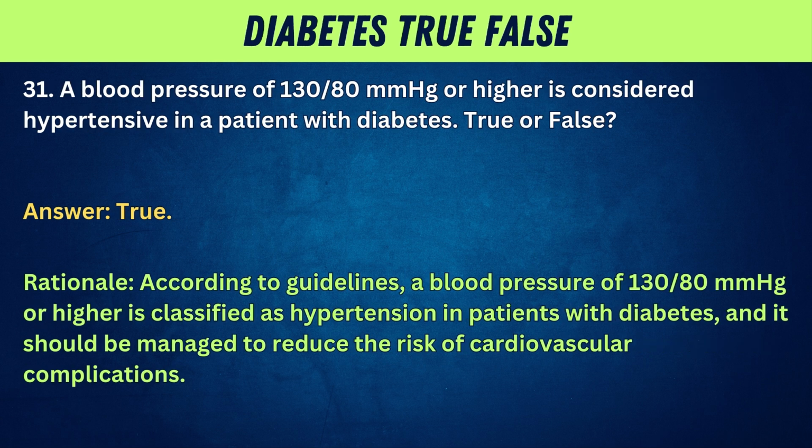31. A blood pressure of 130/80 mmHg or higher is considered hypertensive in a patient with diabetes. True or false? Answer: true. Rationale: according to guidelines, a blood pressure of 130/80 mmHg or higher is classified as hypertension in patients with diabetes, and it should be managed to reduce the risk of cardiovascular complications.